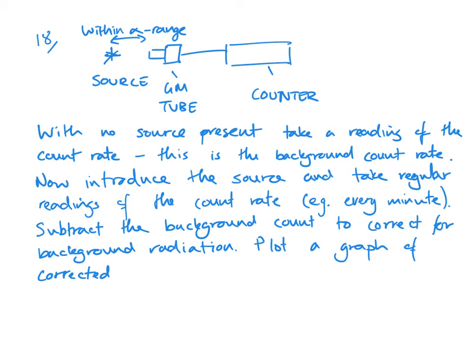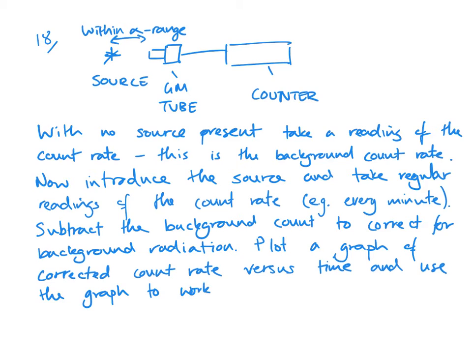And then plot a graph of this corrected count rate versus time. Use the graph to work out how long it takes for the count rate to half.